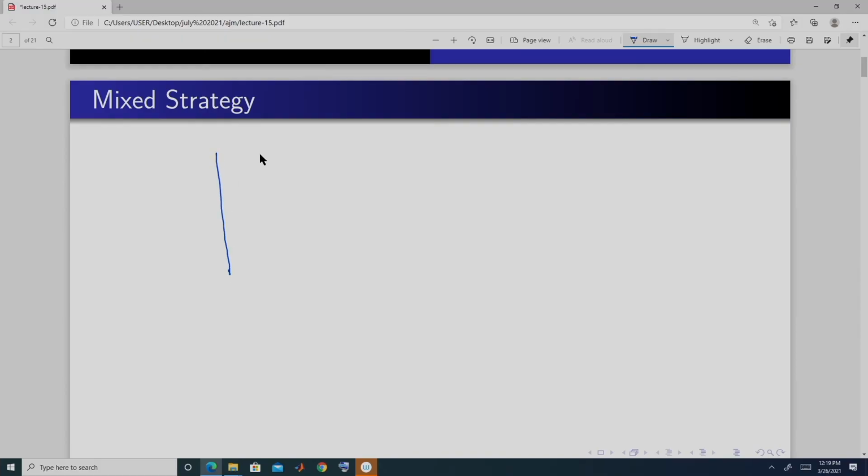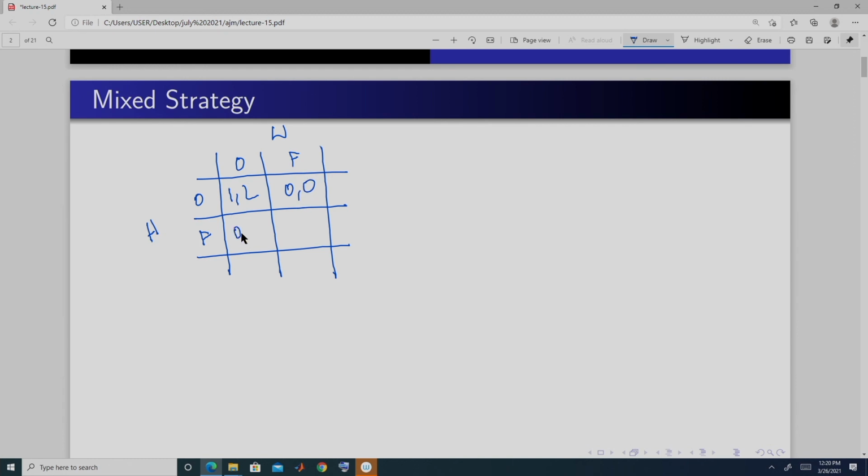So we were doing mixed strategy and let's do one example. Let's consider a game and suppose this is a game of battle of sexes. We have done one version of it in the last class, right? And now we will try to find the mixed strategy in this game. So these are the payoffs.